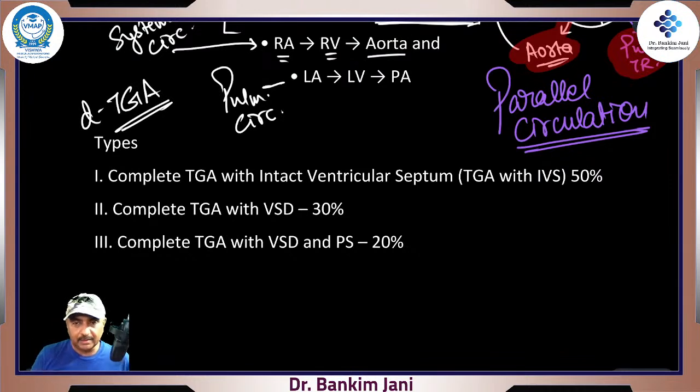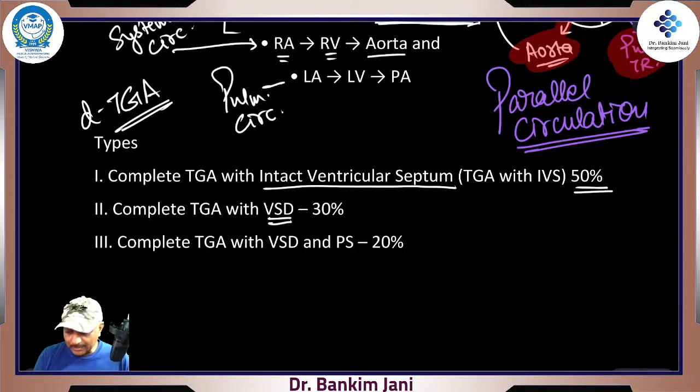Three things can occur. Complete TGA with intact ventricular septum. See how the nature is trying to protect the things, right? So over here, if there is complete TGA, right, completely opposite, which is 50% with intact ventricular septum, okay? So this is one. Now if there is intact ventricular septum, this is like both are completely separate, right? There is no mixing of blood.